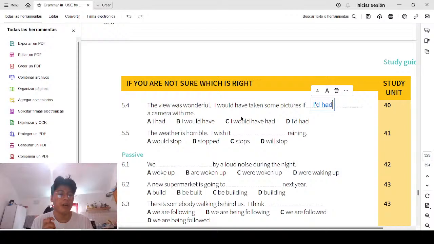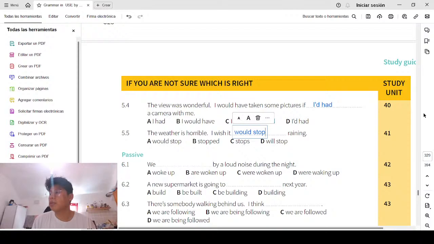Next one. The weather is horrible. I wish it would stop raining. Or I wish it stopped raining, or I wish it will stop raining. In that sentence it is would. We use would with I wish when we're talking about something that annoys us or that we would like to change.